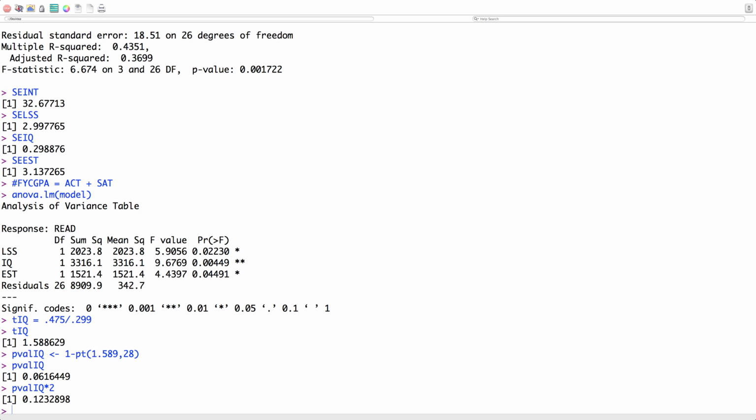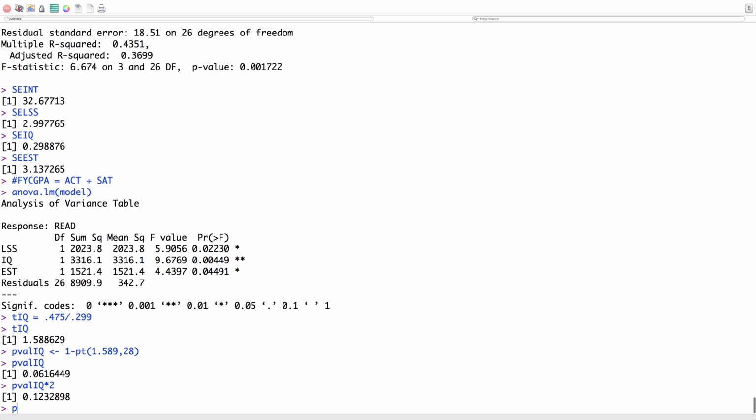Okay, let me think this one through, guys. So we have found a t-distribution, which is a chi-squared. Let's see. So we're actually going to need, yeah. So our p-value for IQ is actually going to have to be calculated this way. We're going to have 2 times 1 minus PT of 1.589, comma 26.